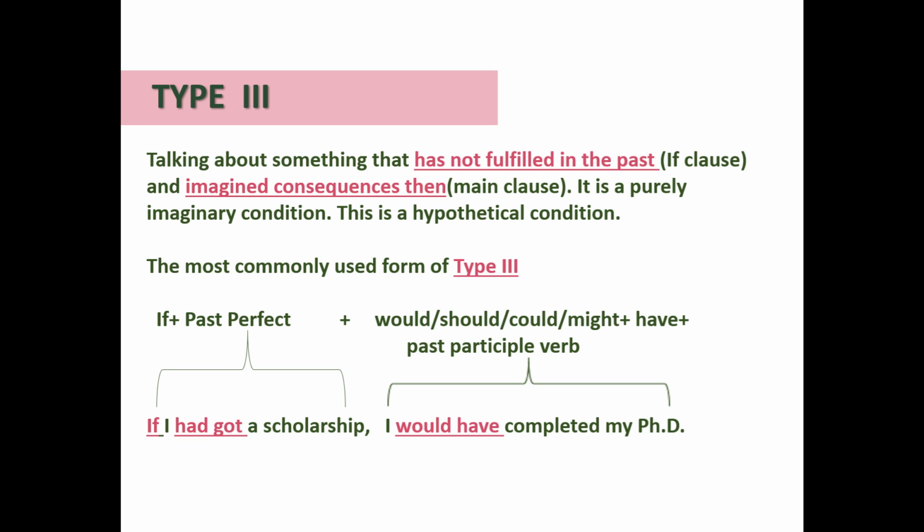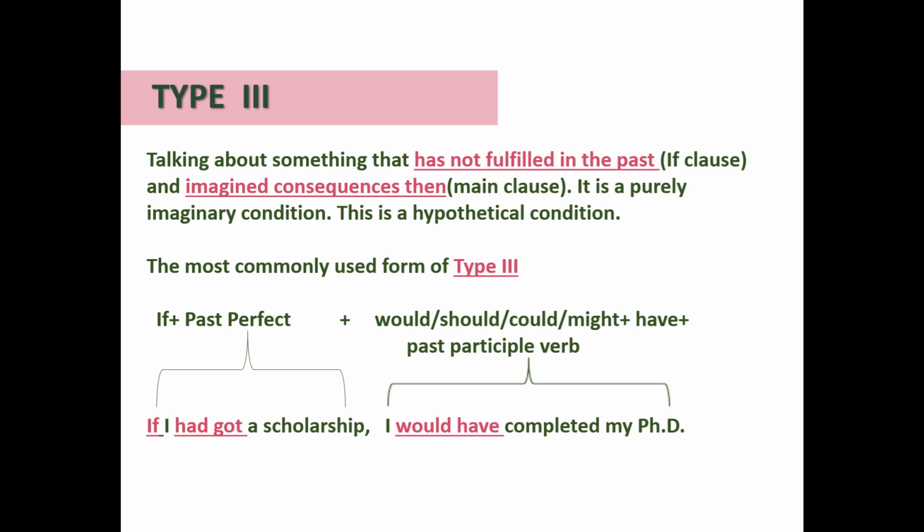In the if clause, we use past perfect tense. Okay. And in the main clause, we use should or would or could or might. Okay. These are modal auxiliaries. So after using the modal auxiliary verb, plus have plus the past participle, which means the third form of the verb, that is also called V3, right? So this is how it is used.